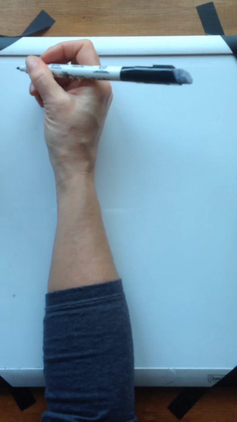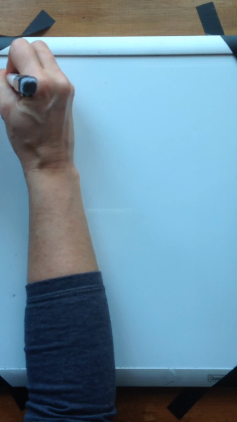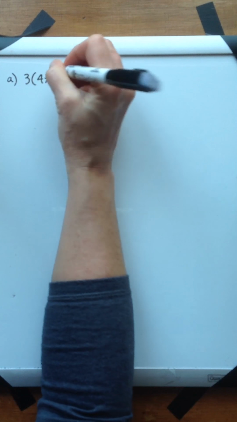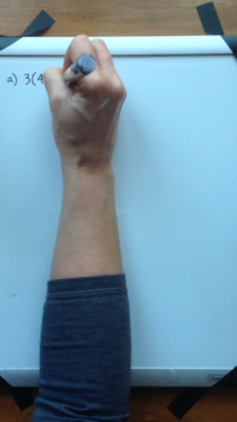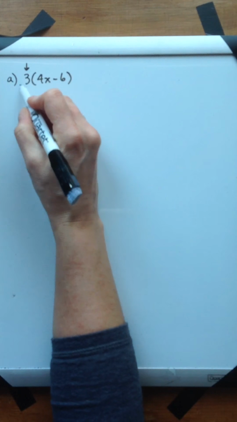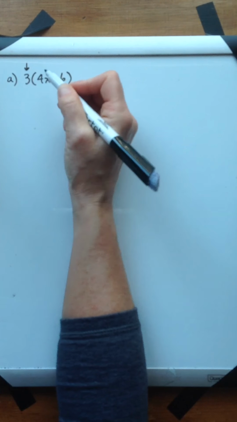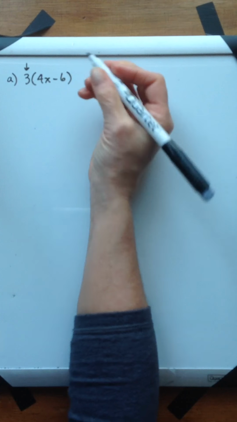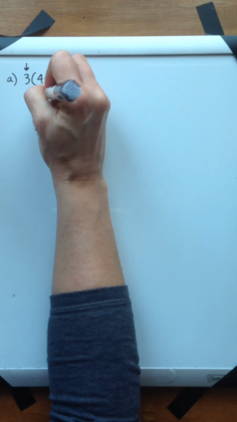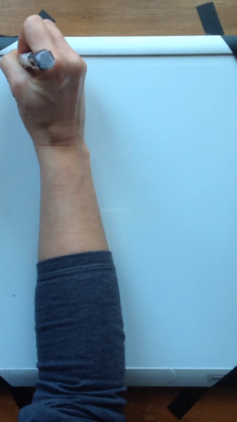So let's go into some examples of using the distributive property where we take a monomial and multiply it by a polynomial. So the first example in your notes is 3 times the quantity 4x minus 6. And so here we see the monomial. Okay, it's just a term all by itself. It doesn't have a literal part, so we call this a constant because its value is always going to remain the same. And then here we have a collection of two terms, 4x and negative 6. So this is a binomial times a monomial.